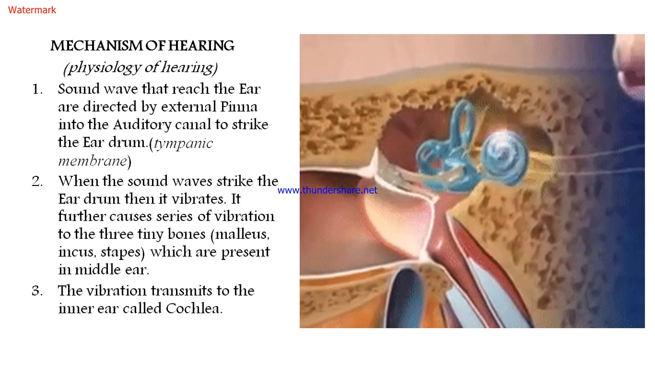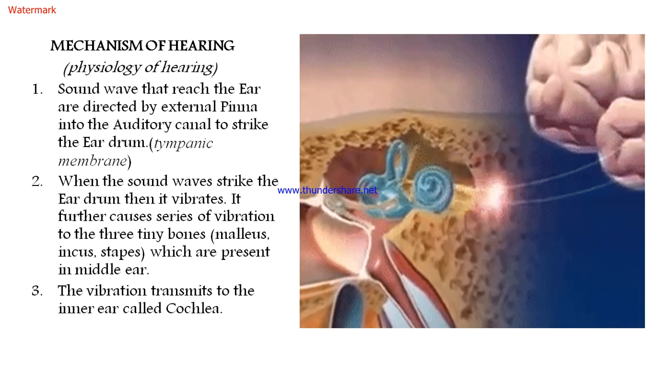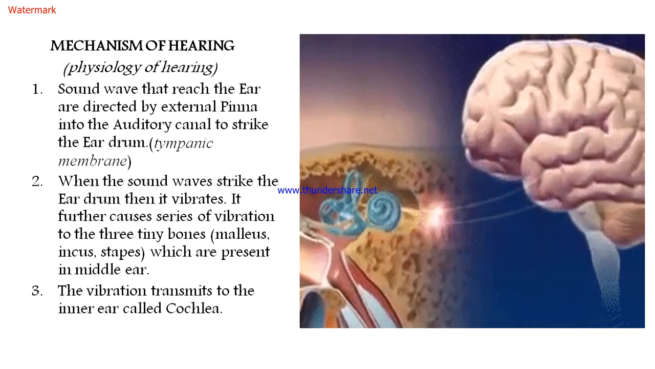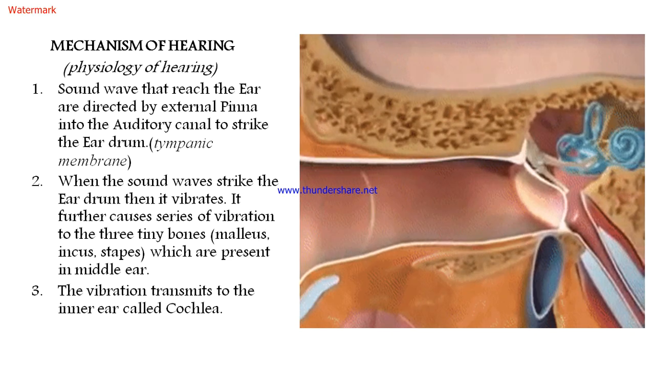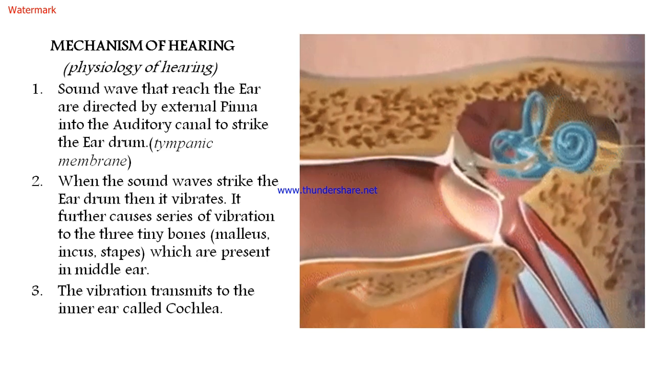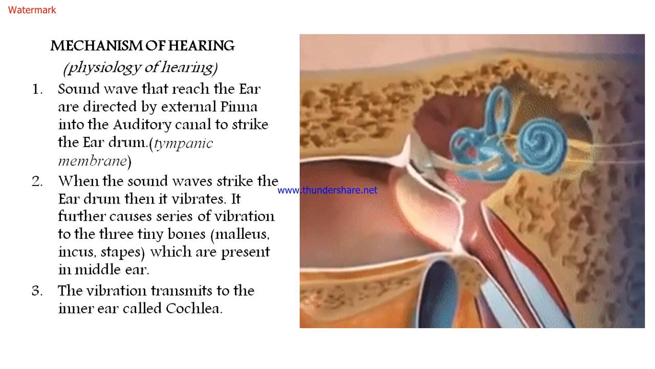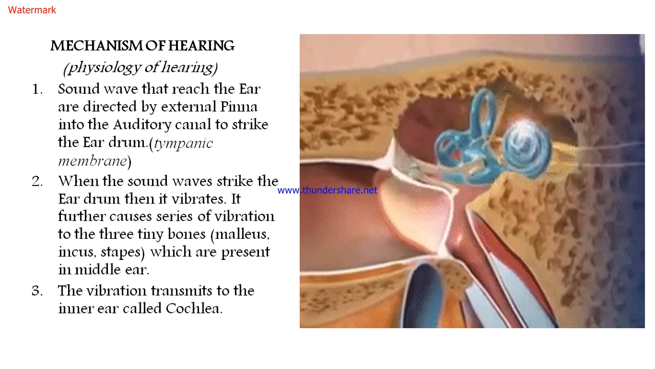After the inner ear, there are cranial nerves. The signals are transported by the eighth cranial nerve. That is how the message is transmitted from the ear, through the cochlea, to the brain.